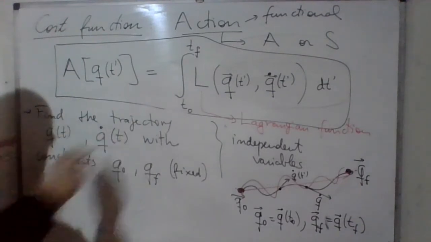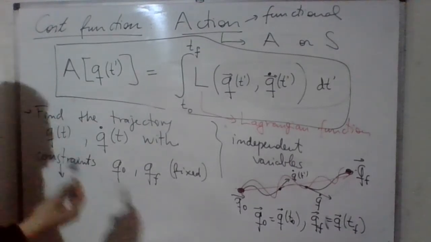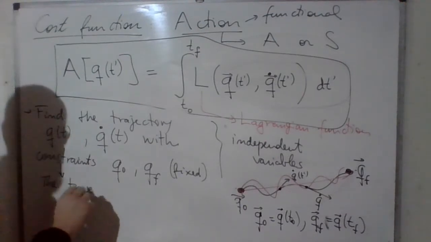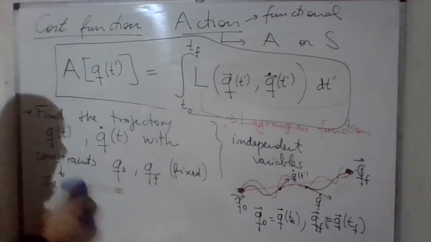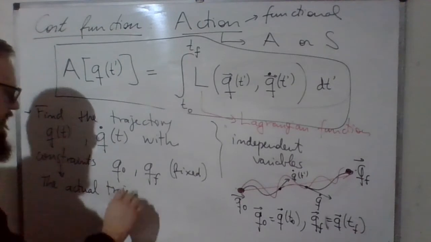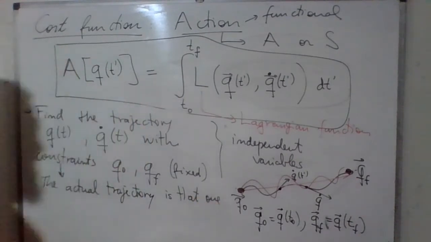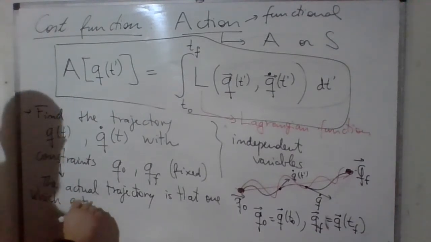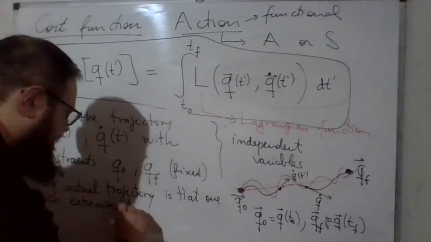So in order to find this trajectory, the answer is: nature has chosen that way. The trajectory is the actual trajectory. Let me rewrite it. The actual trajectory is that one which extremizes the action integral.